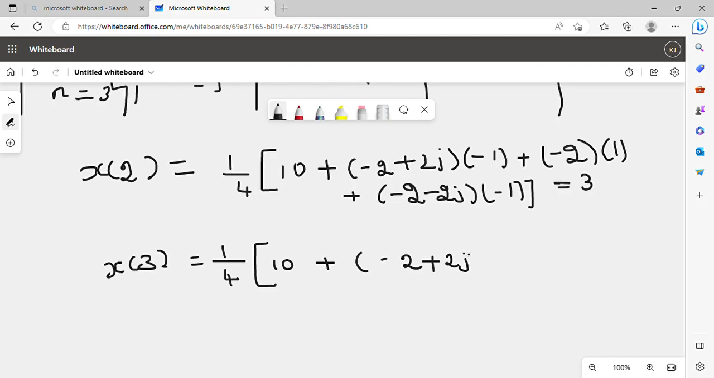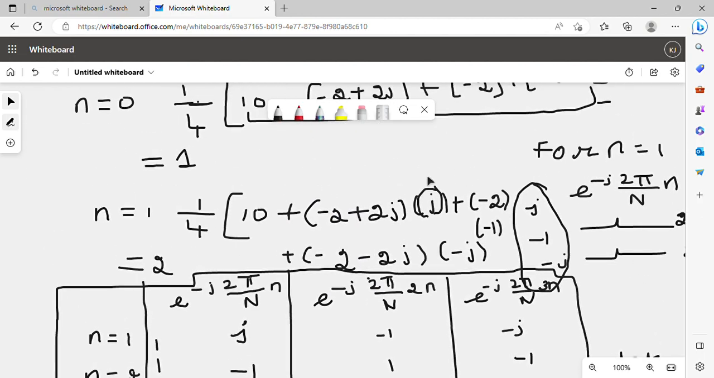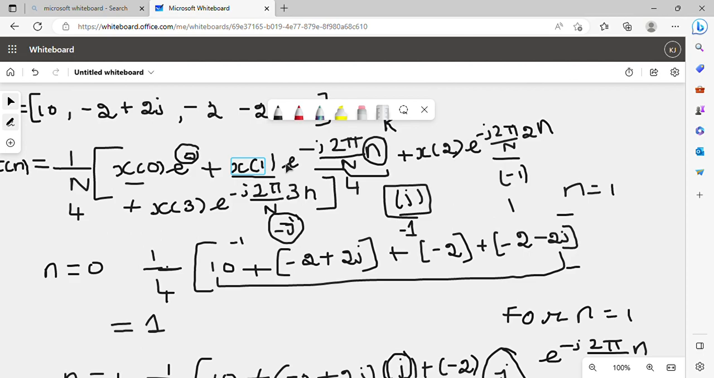Why I am telling you all this is because you know what your 4-point IDFT is. If you substitute for capital N and small n over here, I'll come back to this. Just a minute, I'll go back. See the formula. Here it is x of 1 into, see what this x of 1 is? So this is x of 1 into e to the power of minus j 2 pi by n into n, right? You know that, right?